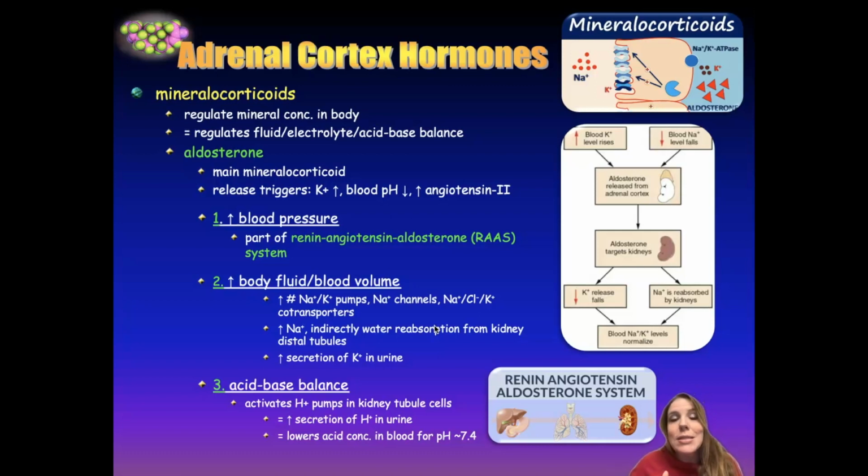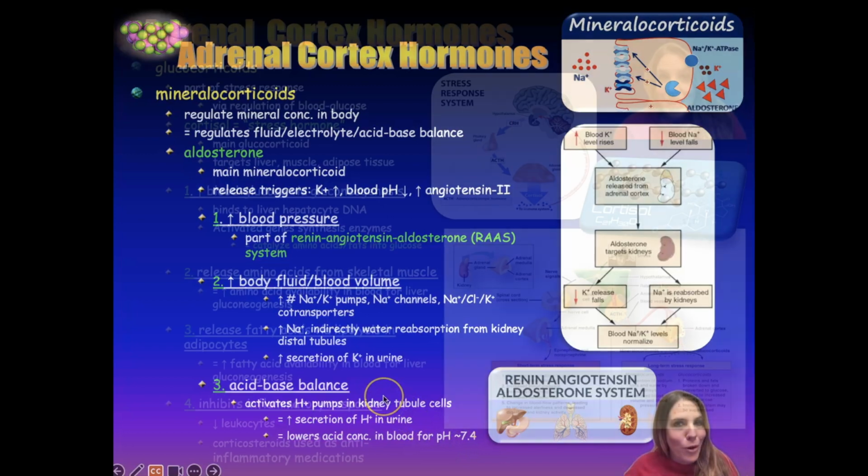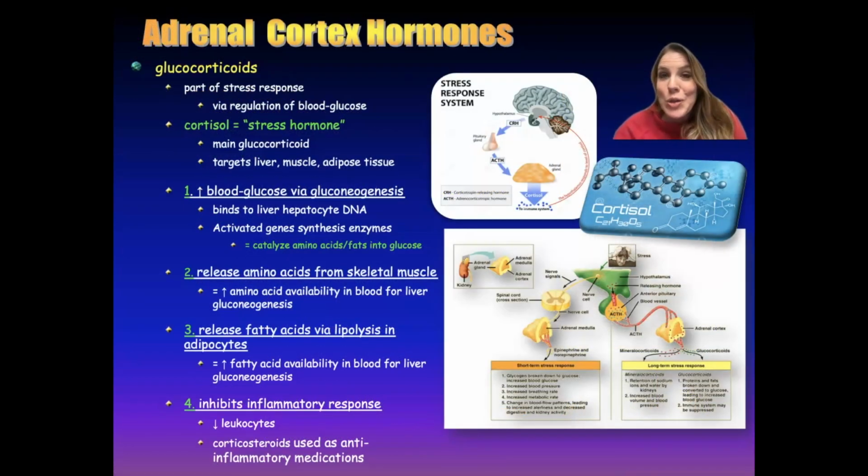And in response, potassium is going to leave the blood, go into the kidneys, and be secreted in the urine. In addition, aldosterone is going to increase the activity of proton pumps, so hydrogen ions, which were causing the blood to be slightly acidic, are going to leave in the urine. That is going to raise the pH of the blood so that we can maintain a slightly alkaline pH at about 7.4. So now we get to talk about glucocorticoids.